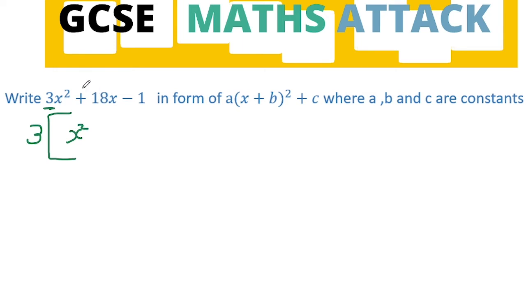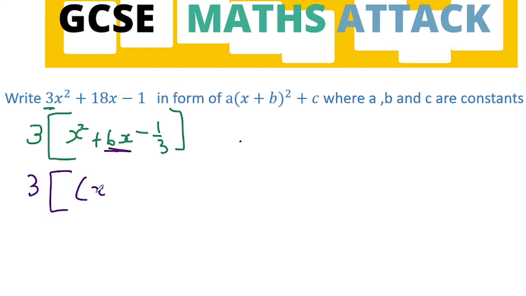The next thing I'm going to do is, if I take a 3 out, do 18 divided by 3, which is plus 6x, and this will be minus a third. If I was going to expand this, it will give me this at the top. Now we're used to seeing this over here. So now all we have to do is complete the square for the expression inside the big bracket. I'm going to do half of 6, so that's going to be (x plus 3) squared minus a third, because the minus third is over here.